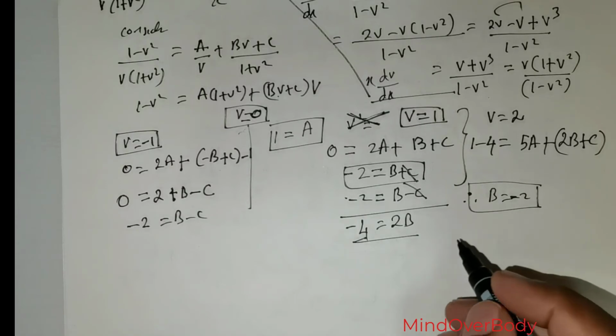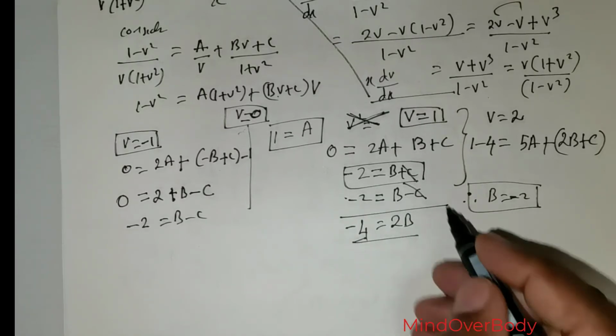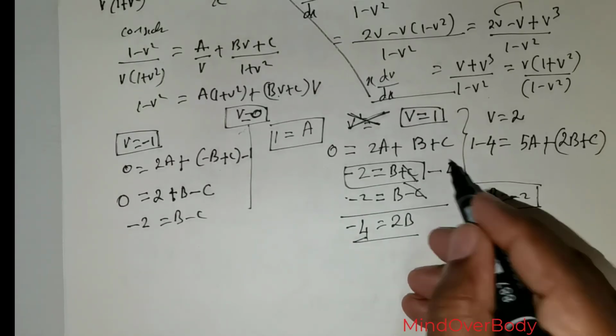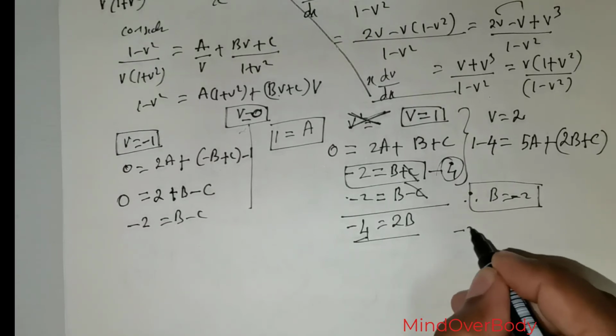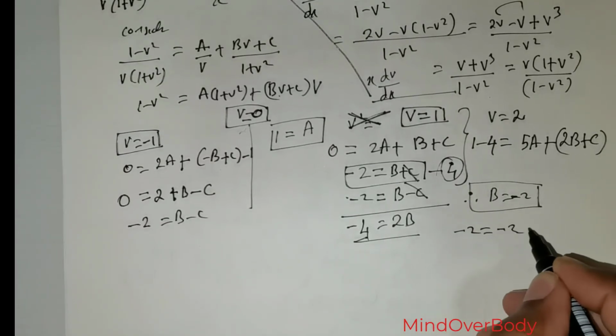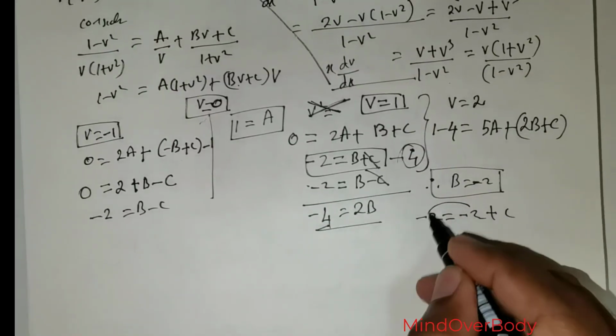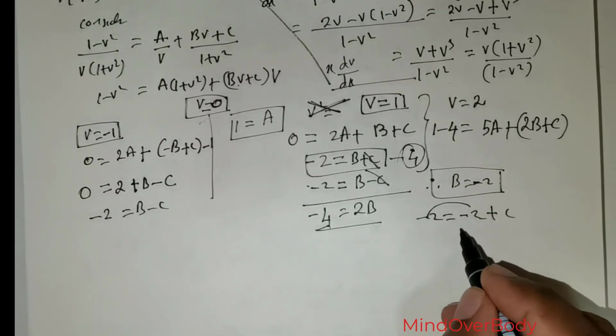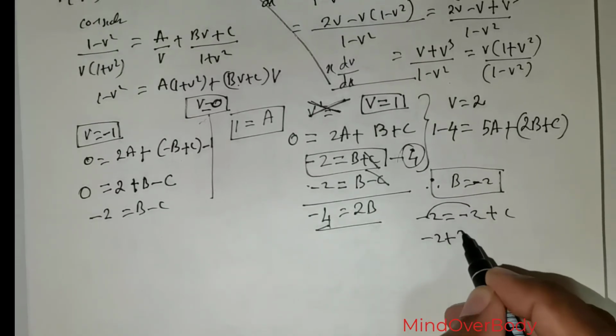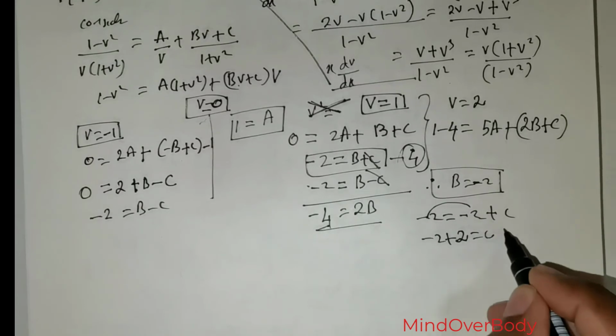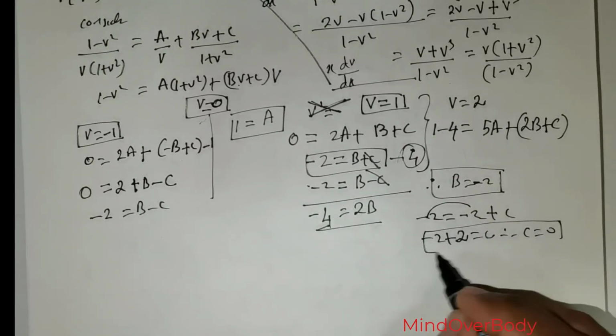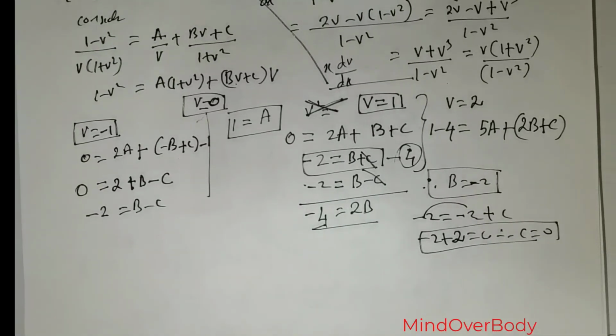I already have A. So if B is equal to −2, if I take this as sum 4 and substitute −2, and C, then C will be equal to 0, because −2 + 2 is equal to C. Therefore C is 0. So that's fine. So I'm getting C equal to 0.